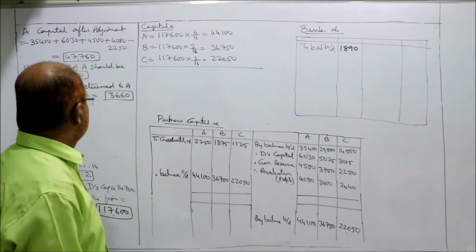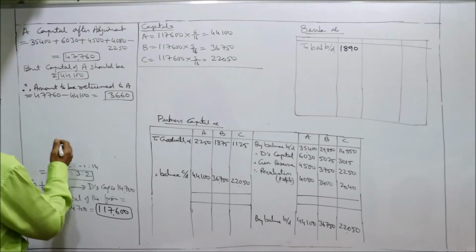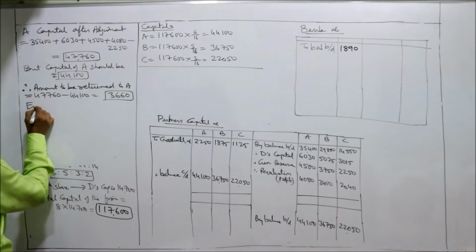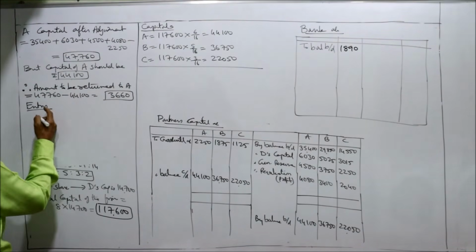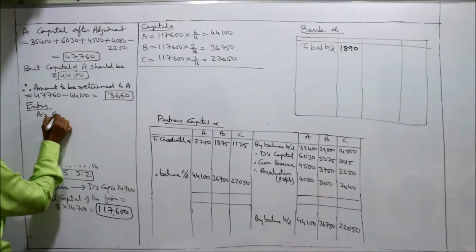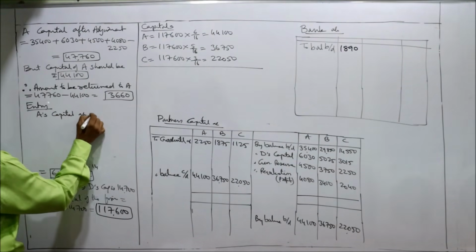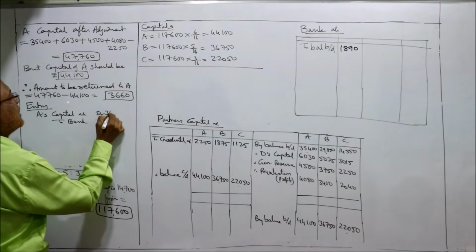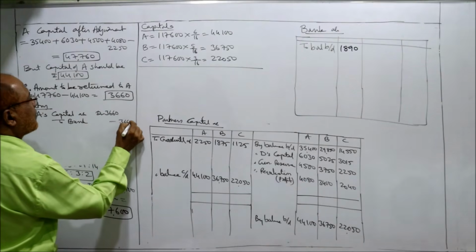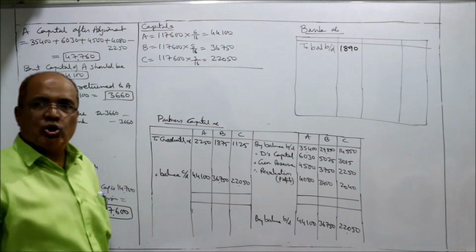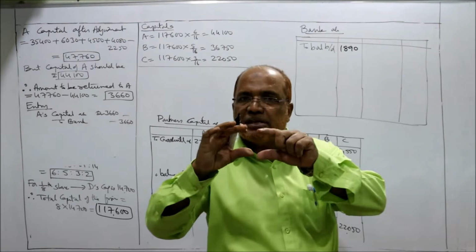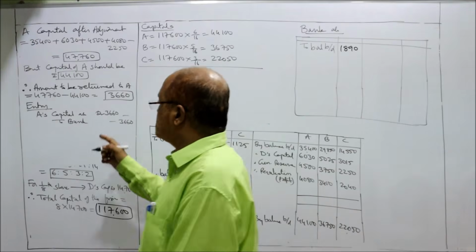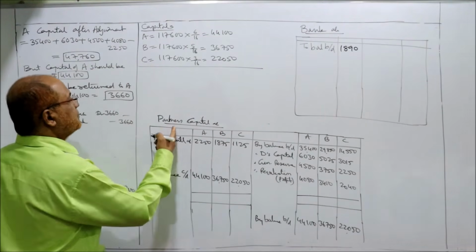So the entry for this is A's capital account debit to bank, 3,660. I am writing the entry here, but you should not write the entry here. I told you to leave some space after the last journal entry. In that place, we have to write down 3,660. A's capital account is debited.